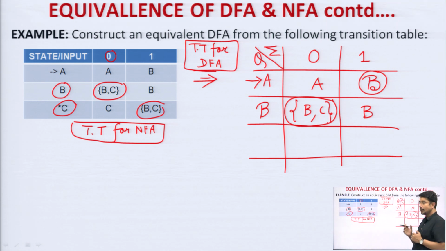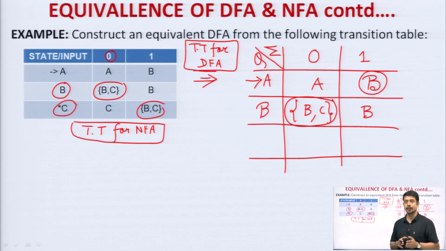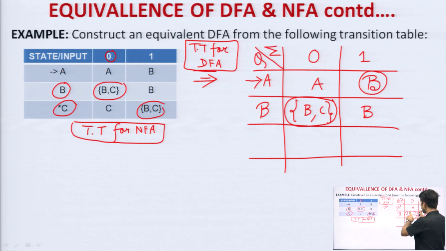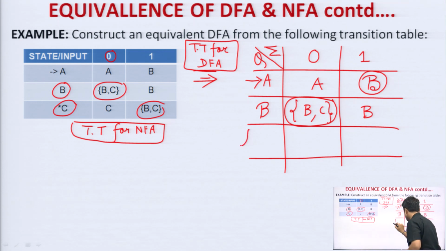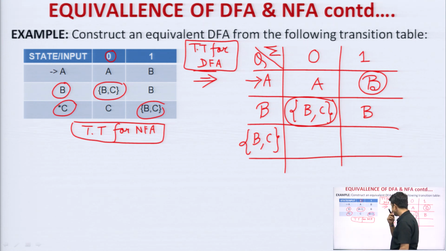Now, you might have a question: B and C are two different states, so why are we taking them as a singleton state? Yes, we need to combine them whenever we are looking at B, going for 0, and it goes to both B and C states. So together we have to take them as a single state. Clear? So now we need to bring this state B and C over here, and check how to proceed.